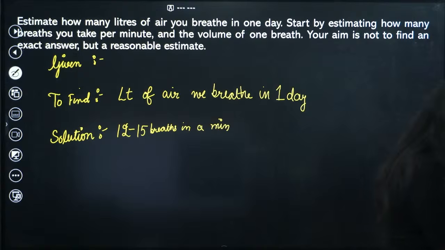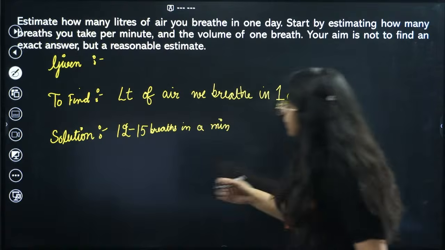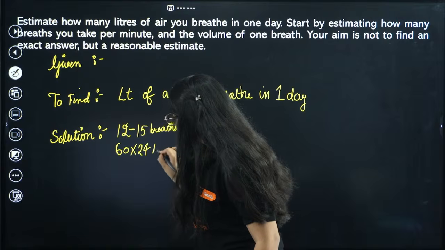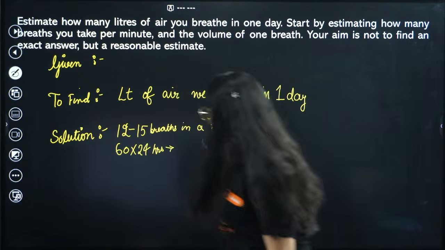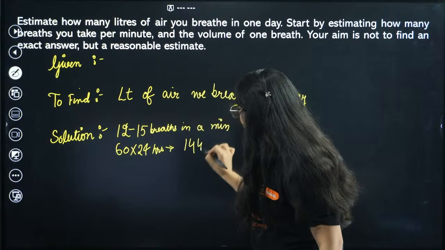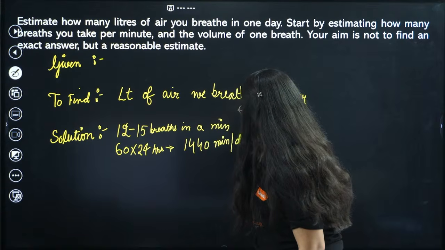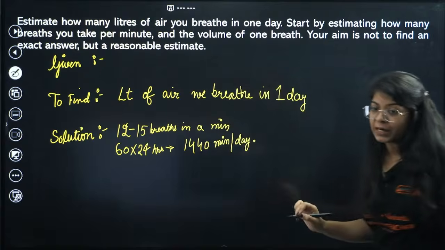Very good. Now, how many minutes are there in one day? Can you calculate that? There are 60 minutes in an hour and 24 hours. So total minutes in one day are what? 1440 minutes per day. We have 1440 minutes in a day.